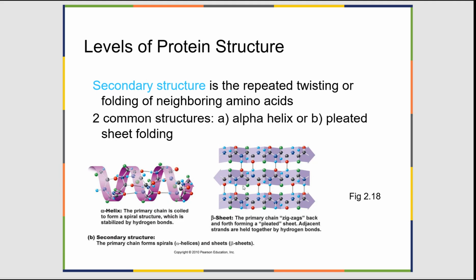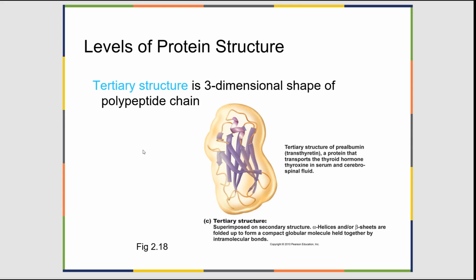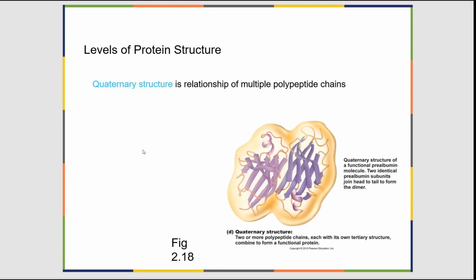a pleated sheet. Okay, our tertiary structure is a three-dimensional shape of these protein, either sheets or helices, put together to create a globular structure. Okay. And then a quaternary structure is when we have multiple polypeptide chains put together. Okay, so I'm going to go back and go over this again.